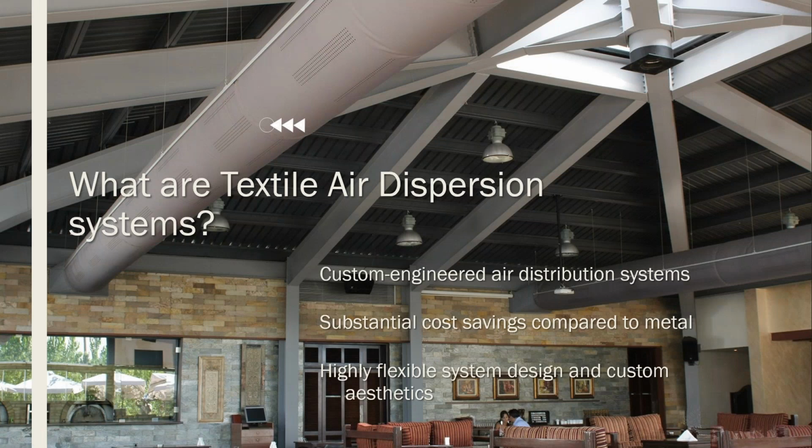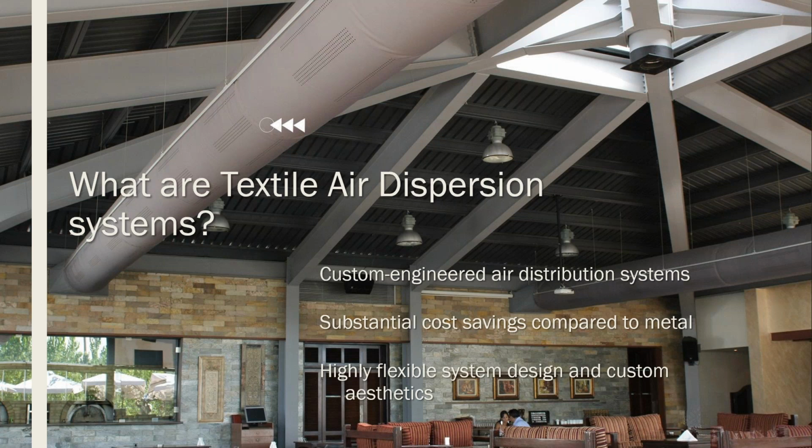So what are textile air dispersion systems? They are systems that are ideal for virtually any open ceiling application that has exposed ductwork. They are custom engineered for optimum distribution in any space. They can be dyed or printed to match or complement any interior design. So if you want the fabric ducts to match what's going on in the ceiling, like you see here in this picture, you can do that. Or if you want the ducts to give a visual pop, they can be made in vibrant colors or with prints or with lettering or logos on it.